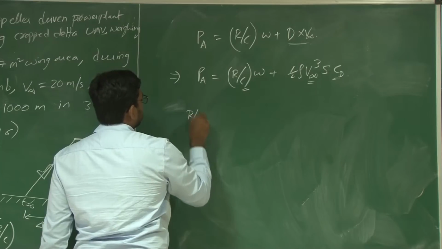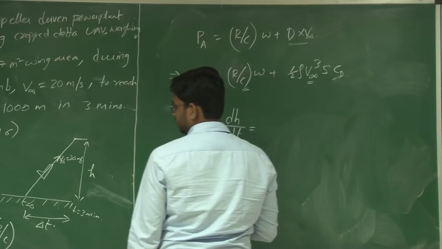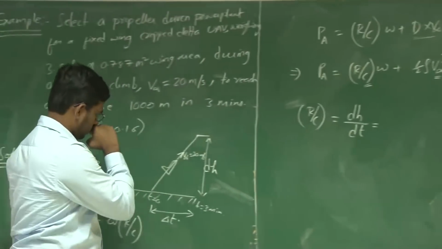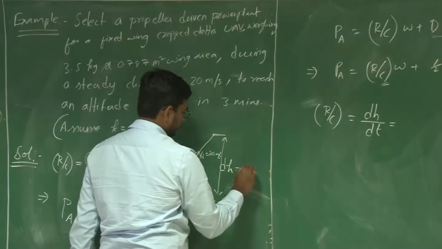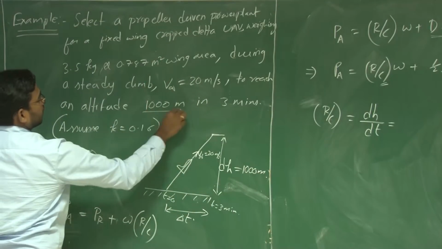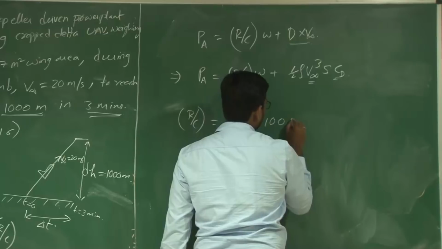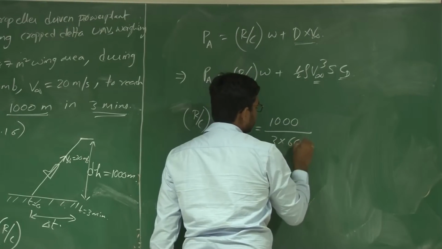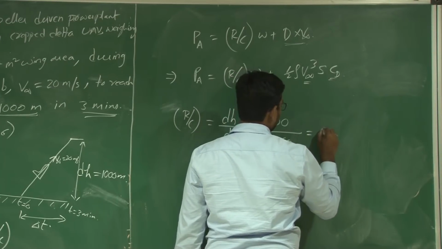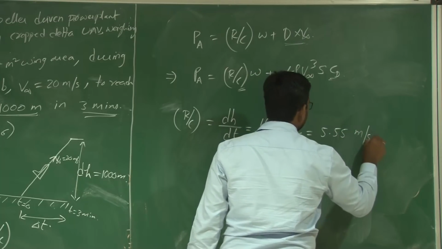So what is rate of climb? It is dH by dt, which in this case dH is 1 kilometer, 1000 meters. It is given here, right? We need to climb 1000 meters in 3 minutes. So what we have is 1000 divided by delta t, which is 3 into 60. This is in meters per second, which is approximately 5.55 meters per second.